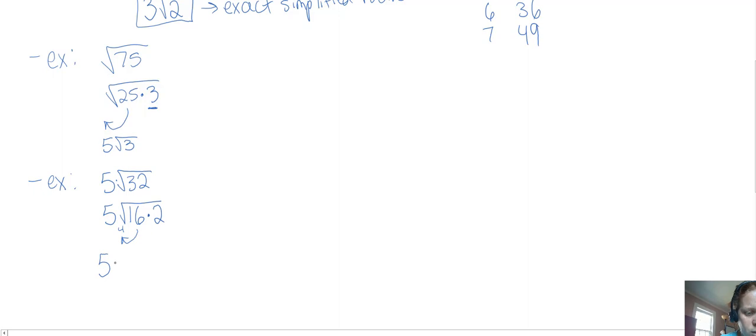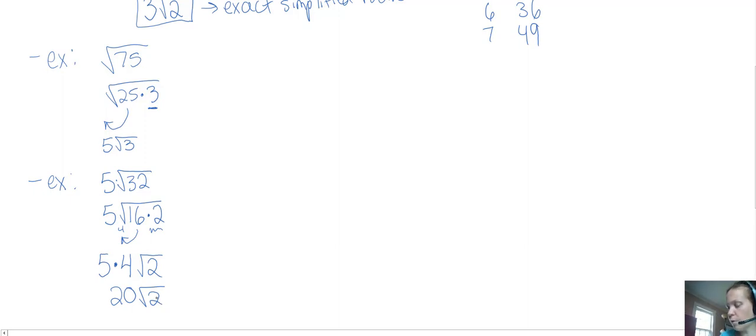So square root of 16 is 4. Now, since this is 5 times this, I'm going to have to multiply 5 times 4. And then the square root of 2 stays inside. Now I can do 5 times 4, that is 20. So 20 square root 2.